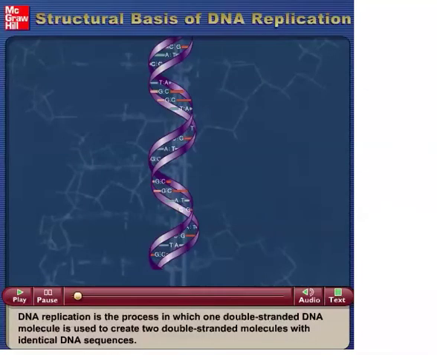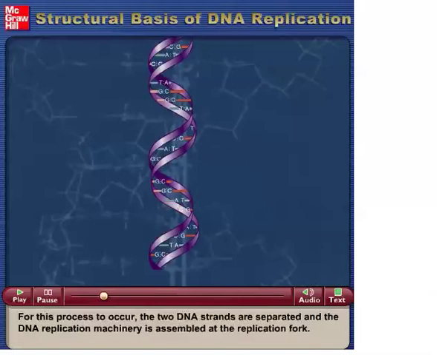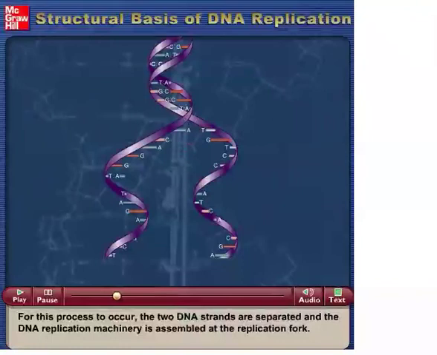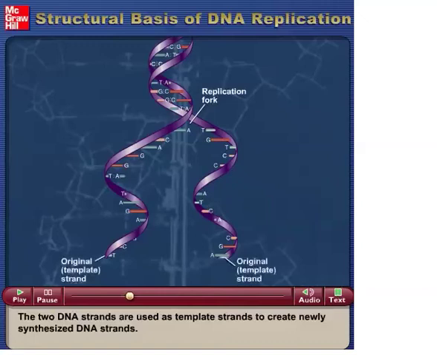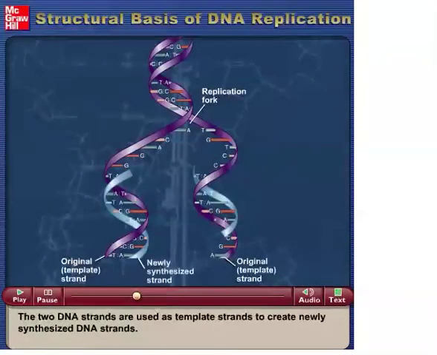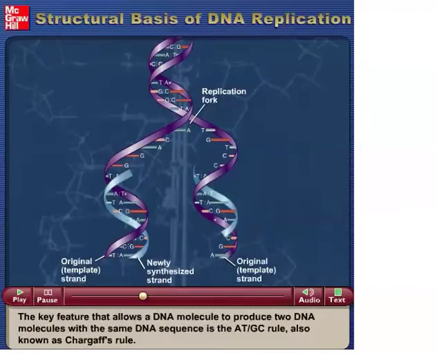DNA replication is the process in which one double-stranded DNA molecule is used to create two double-stranded molecules with identical DNA sequences. For this process to occur, the two DNA strands are separated and the DNA replication machinery is assembled at the replication fork. The two DNA strands are used as template strands to create newly synthesized DNA strands. The key feature that allows a DNA molecule to produce two DNA molecules with the same DNA sequence is the ATGC rule, also known as Chargaff's rule.